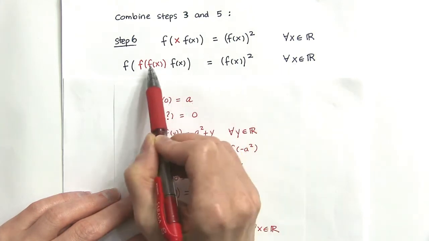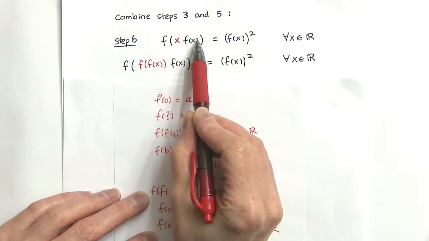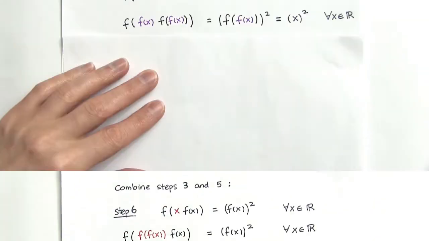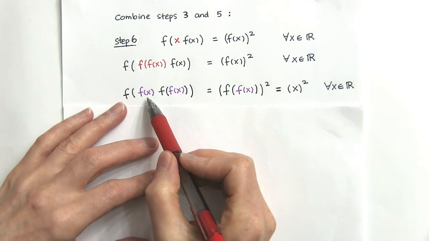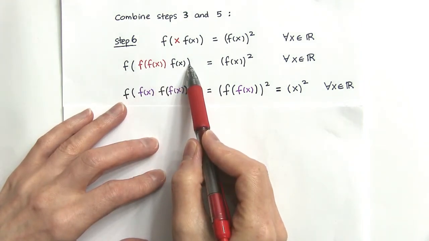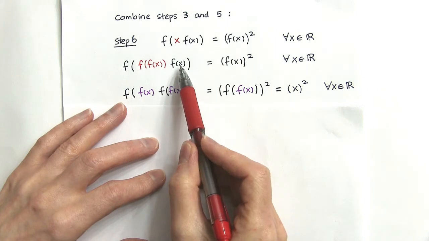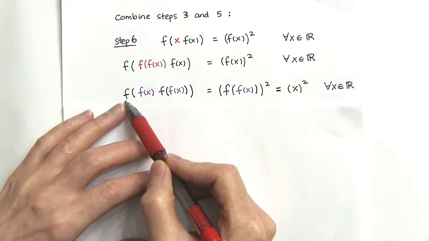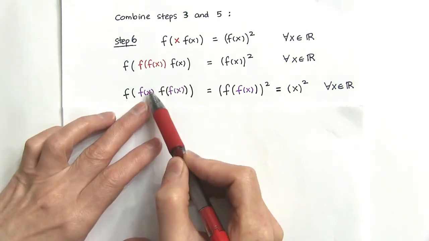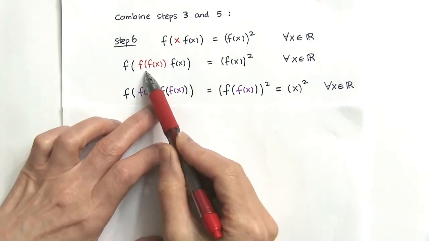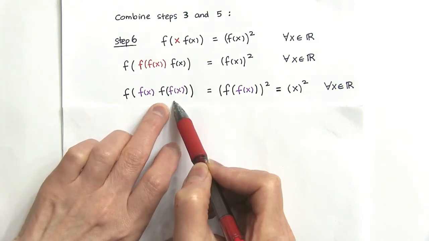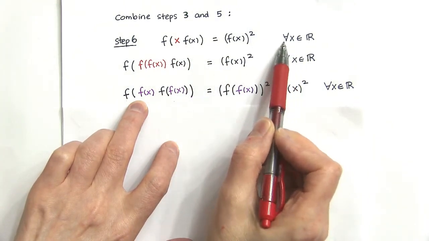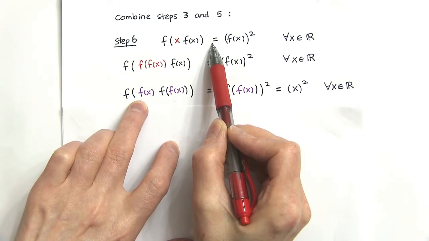But wait a minute, this expression looks just like this expression. If we just switch these around, like this, so here, I'm just rewriting this same expression. I haven't changed it. I'm just multiplying these in a different order. So this expression is f evaluated at the product f of x times f evaluated at f at x. But this expression looks just like this expression, which we know must be true for every x in the real numbers.